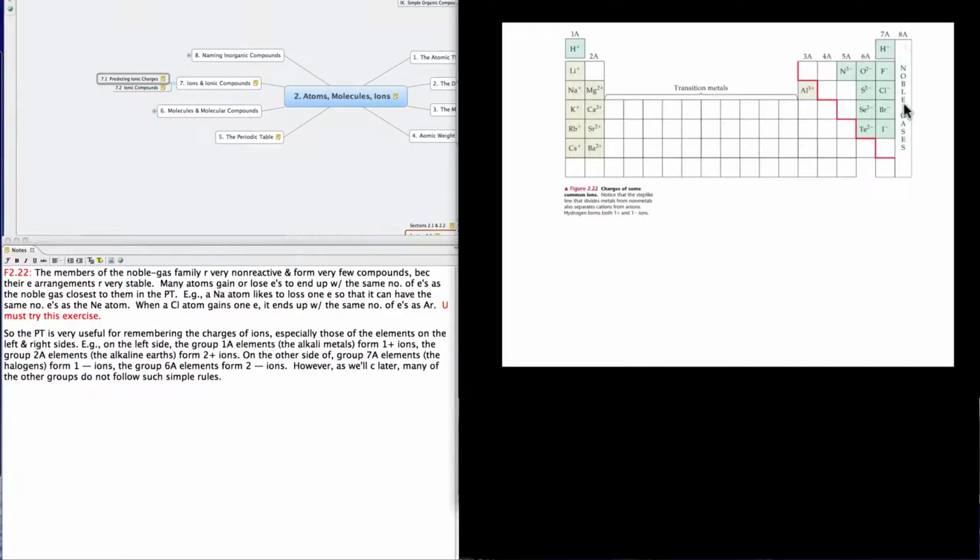The members of the noble gas family are very non-reactive and form very few compounds because their electron arrangements are very stable. Many atoms gain or lose electrons to end up with the same number of electrons as the noble gas closest to them in the periodic table. For example, a sodium atom likes to lose one electron so that it can have the same number of electrons as the neon atom. When a chlorine atom gains one electron, it ends up with the same number of electrons as argon.